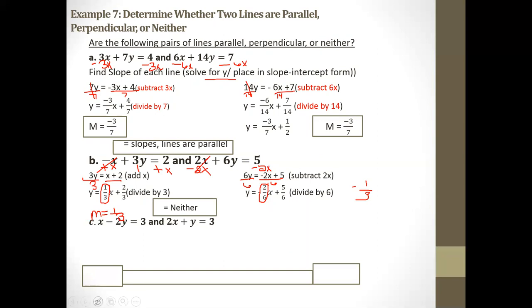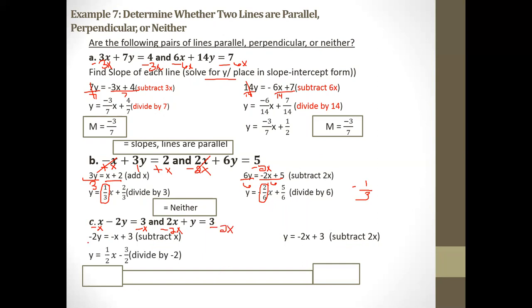And now we'll try one more example. If we have x minus 2y equals 3 and 2x plus y equals 3, we're going to solve for y. Subtract x from both sides of the equation on the left, and subtract 2x from both sides of the equation on the right side, so right side and left side. And then we're going to divide by negative 2. We'll get 1/2 x. And over here on the right side, we'll get negative 2.